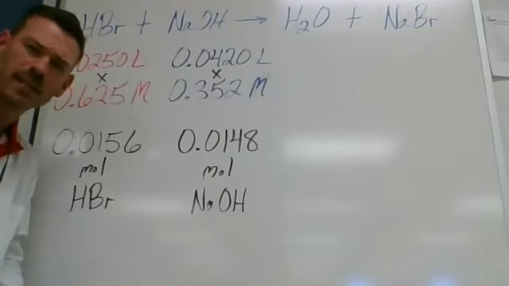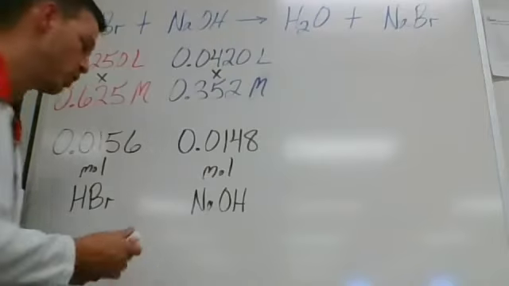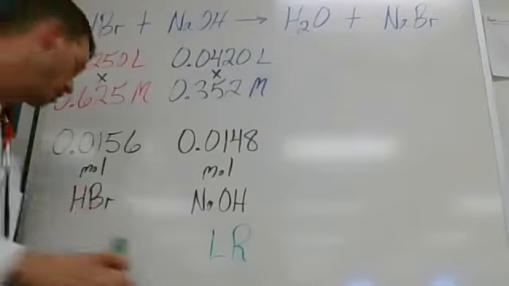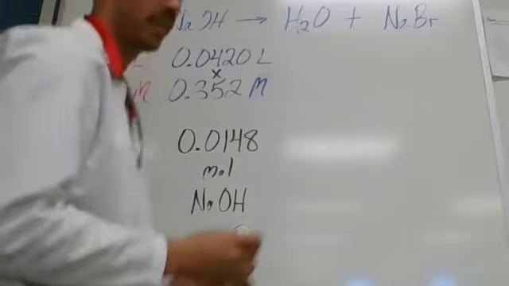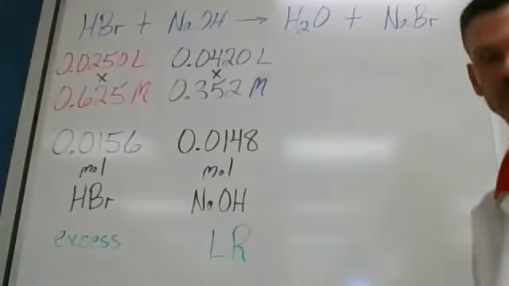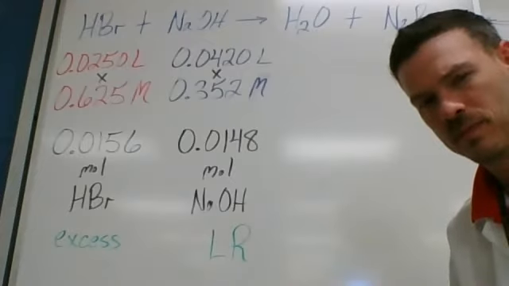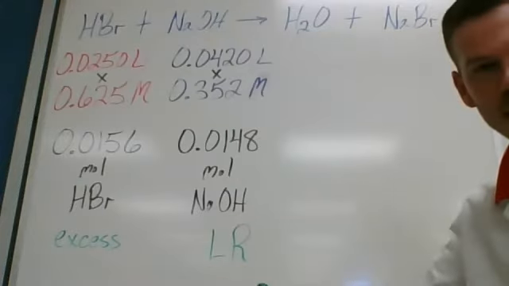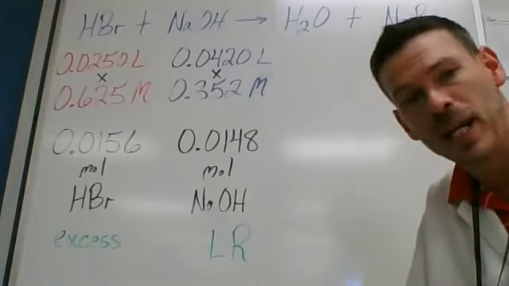So who's the limiting reactant? Sodium hydroxide. The smaller number wins, right? So the sodium hydroxide is the limiting reactant. Therefore, the hydrobromic acid is in excess. What's the answer to the question? Acidic. The acid is in excess. There's going to be some of him left over when the reaction stops, and that's going to push our pH below 7.